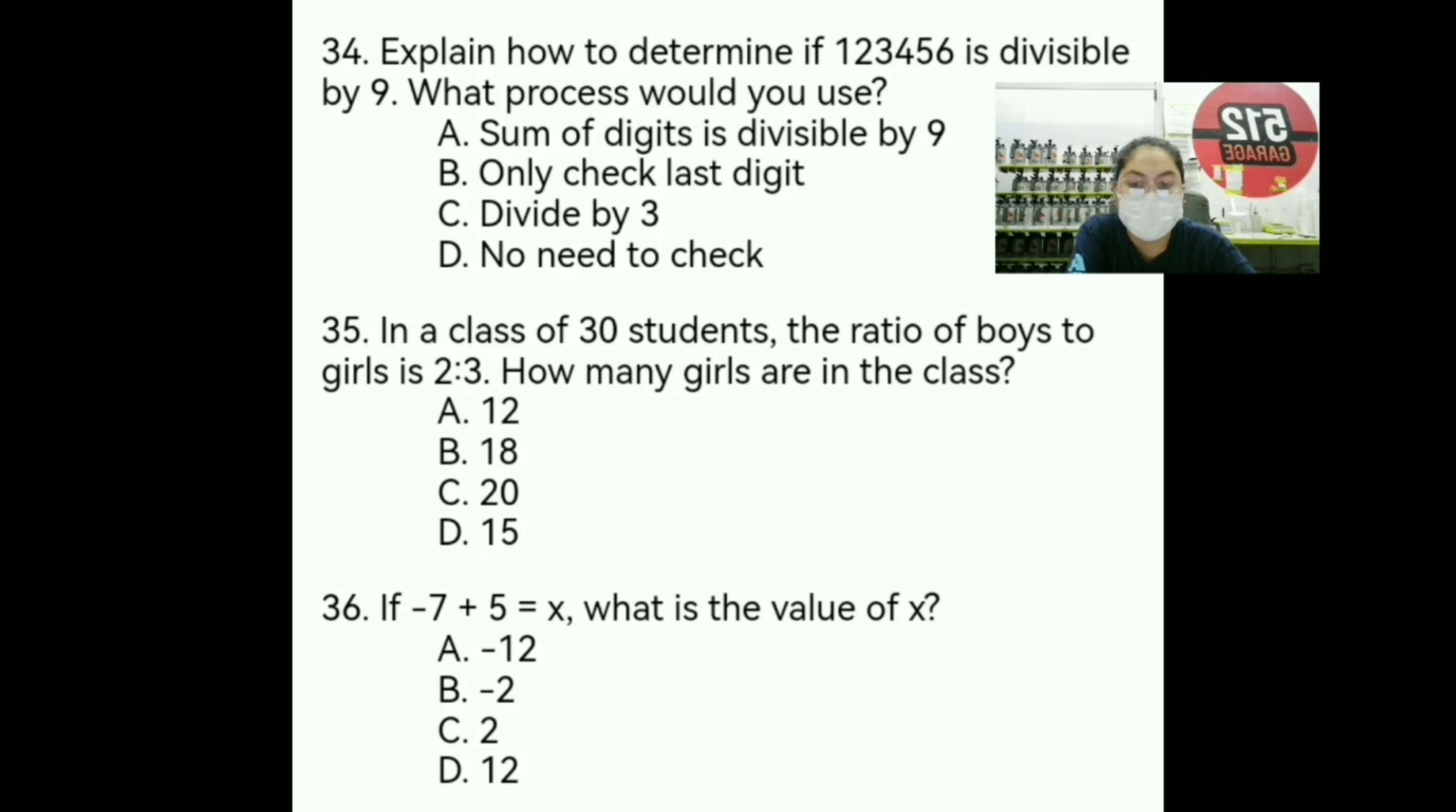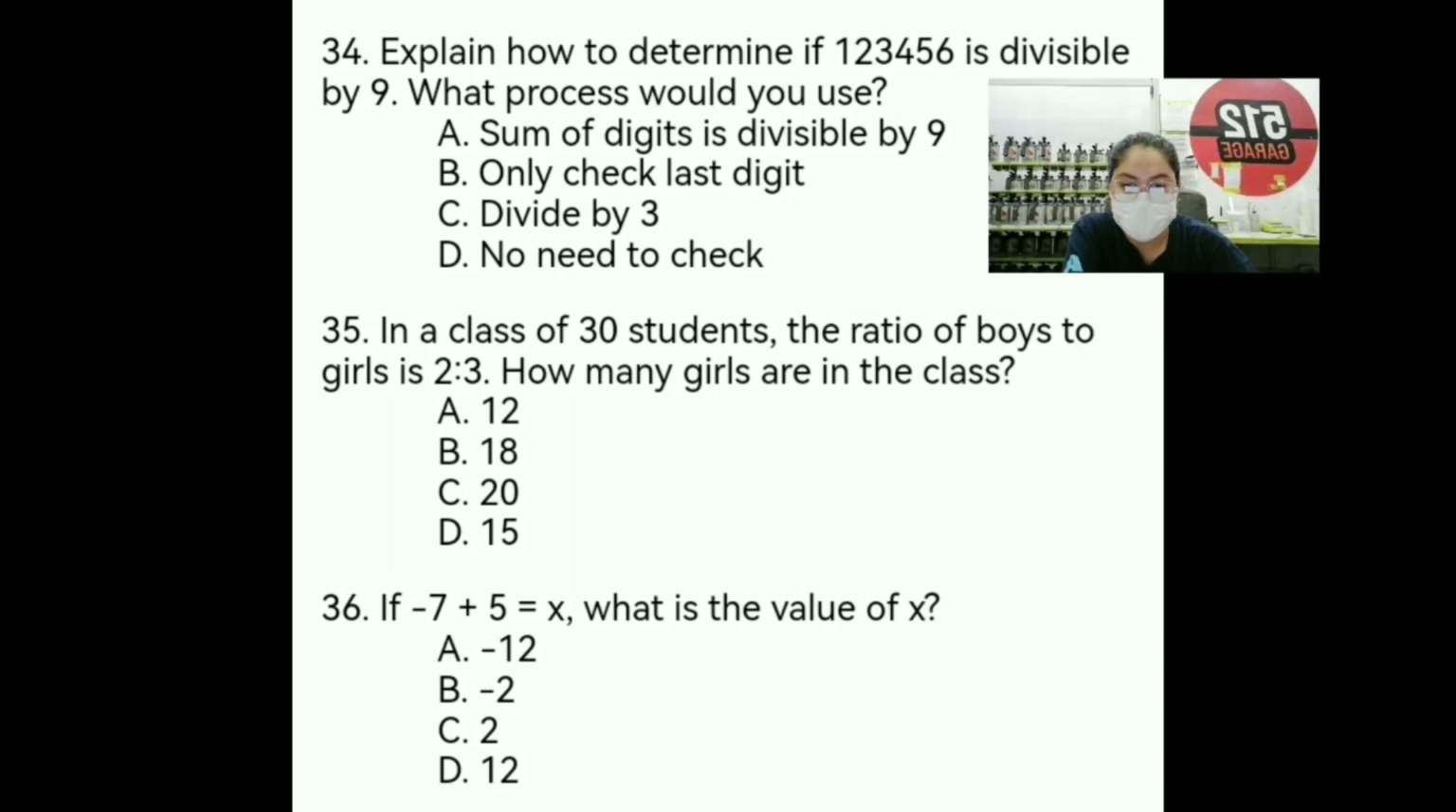So again, the final answer is letter A, sum of digits is divisible by 9. The rule for divisibility by 9 relies on the sum of the digits of the number. Other choices either confuse divisibility with unrelated rules or dismiss the need for verification.